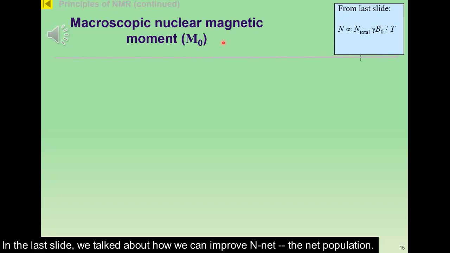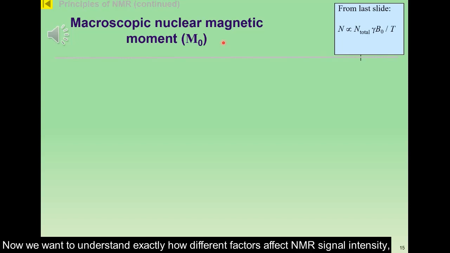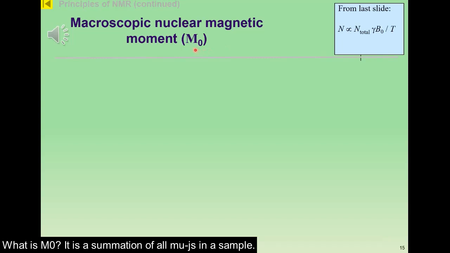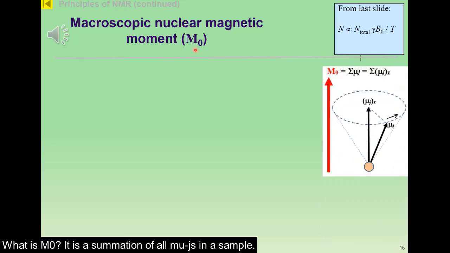In the last slide, we talked about how we can improve N-net, the net population. Now we want to understand exactly how different factors affect NMR signal intensity, which is directly proportional to the macroscopic nuclear magnetic moment, M0. What is M0? It is a summation of all mu js in a sample.